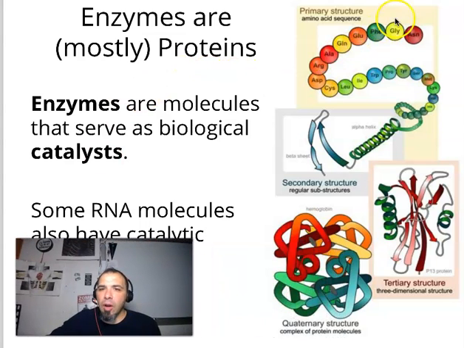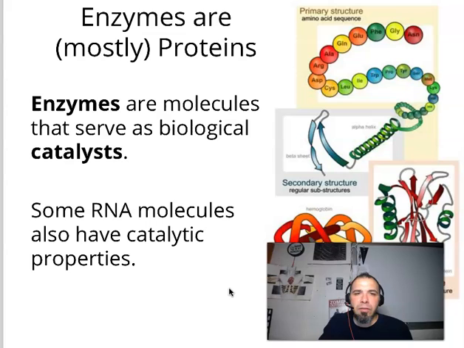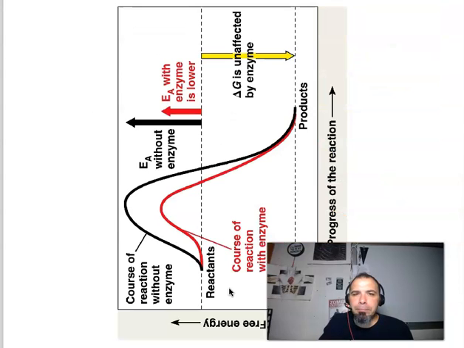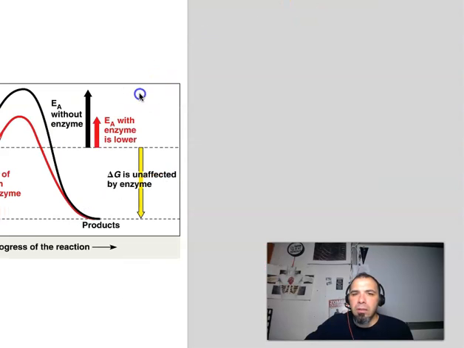Again, here's our primary structure, proteins, right? You get your primary, secondary, tertiary, quaternary. Enzymes are also proteins, which means they can also be denatured, which we'll talk about in lab.